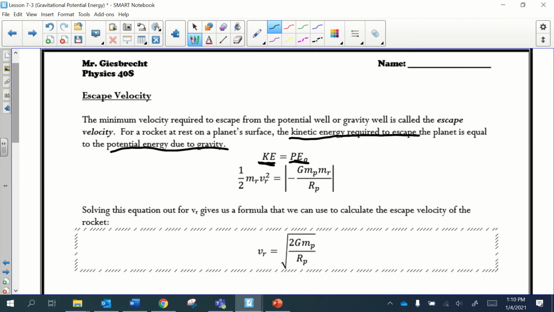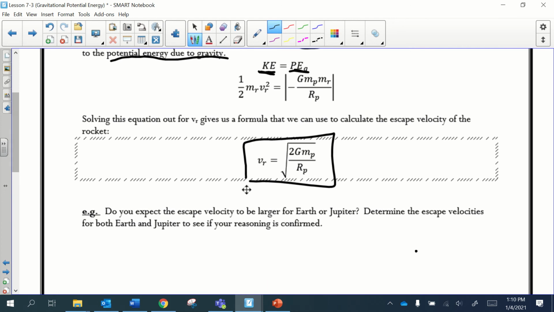And if we rearrange that formula a little bit, we get this handy dandy formula. This formula is used for escape velocity. Really useful. It's the square root of 2 times G times the mass of a planet, divided by the radius of where you're trying to escape from.